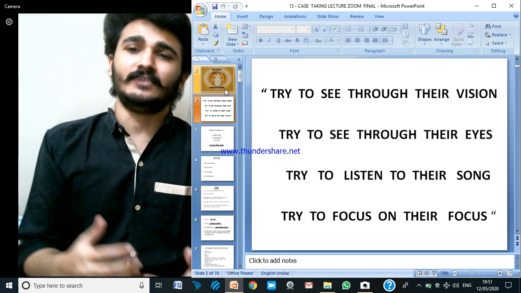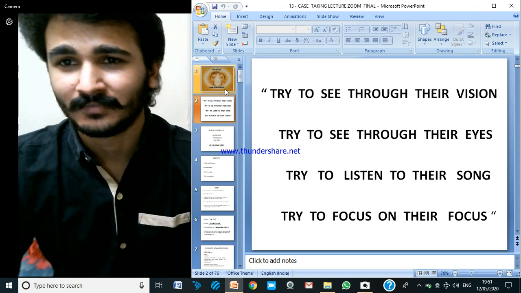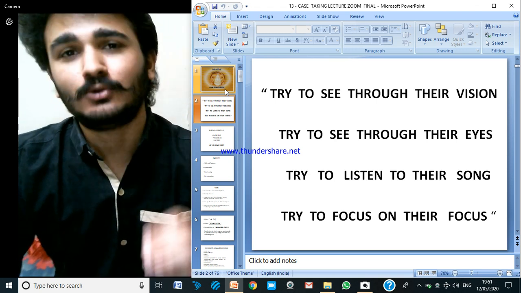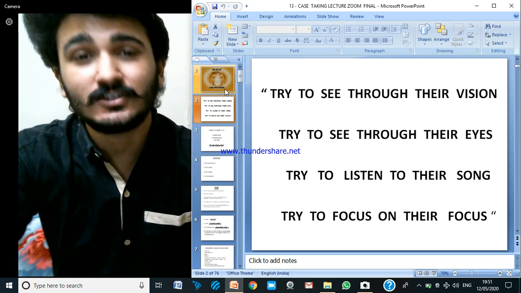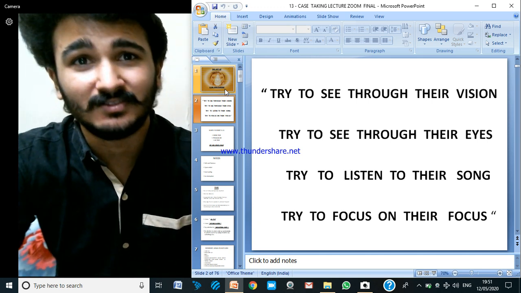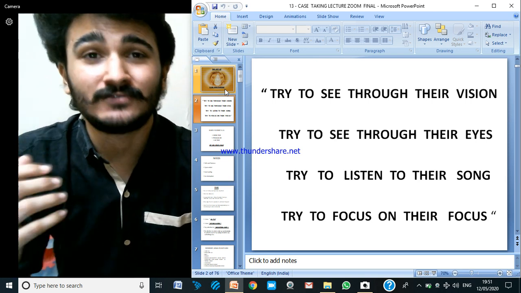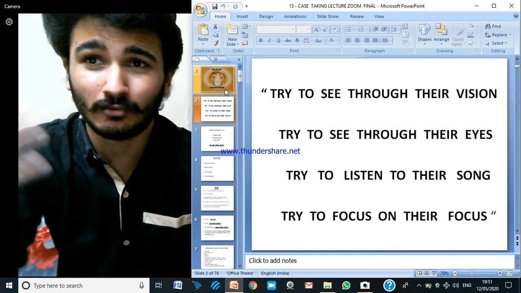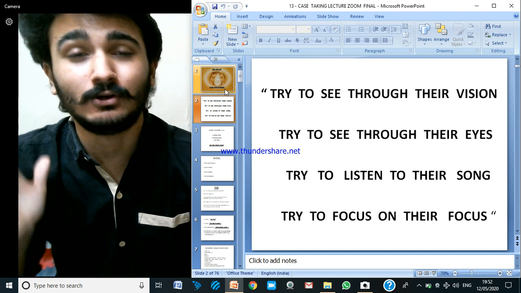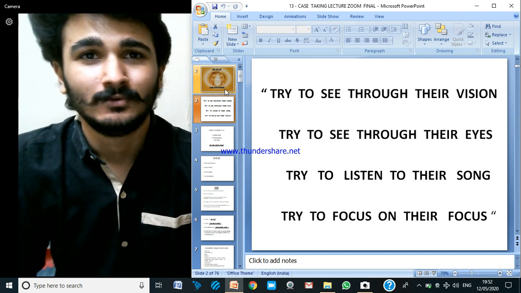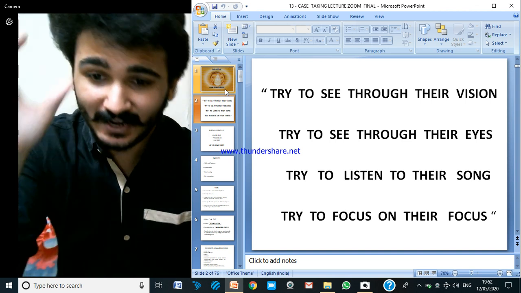So the main thing in case taking, or case discovering, as we say, is to try to see what the patient sees, to try to see through the eyes of the patient, through their vision, through what they want to see, what they want to perceive, and not what you want to see or perceive. We have to listen to what they want to say, what is their song, what is their music, what is their energy pattern inside, and where are they focusing.